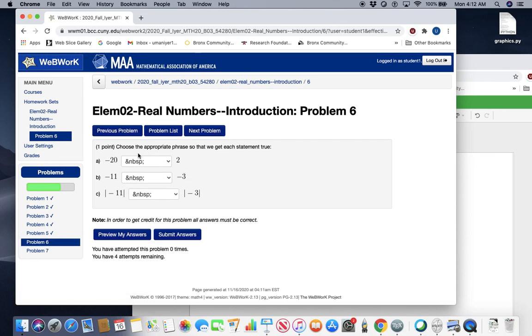Okay, compare, right? -20 and 2. Well, -20 is to the left of 0, so it is less than. -11. Well, -11 is more negative than -3. In other words, it's farther to the left. It is less than. If I take absolute value, that becomes +11. This becomes +3. +11 is greater than +3.